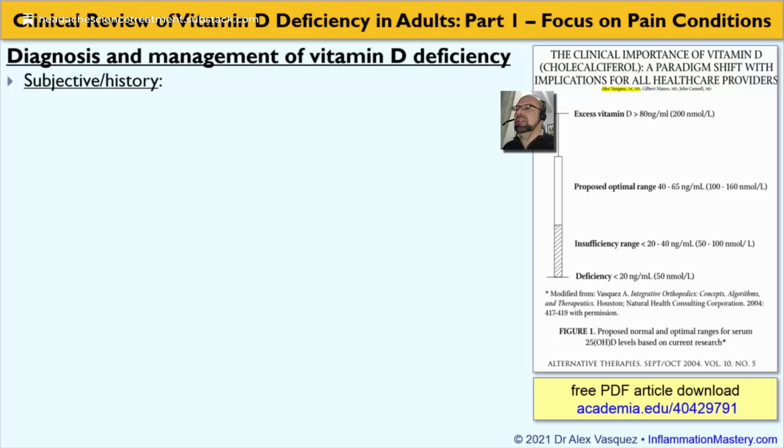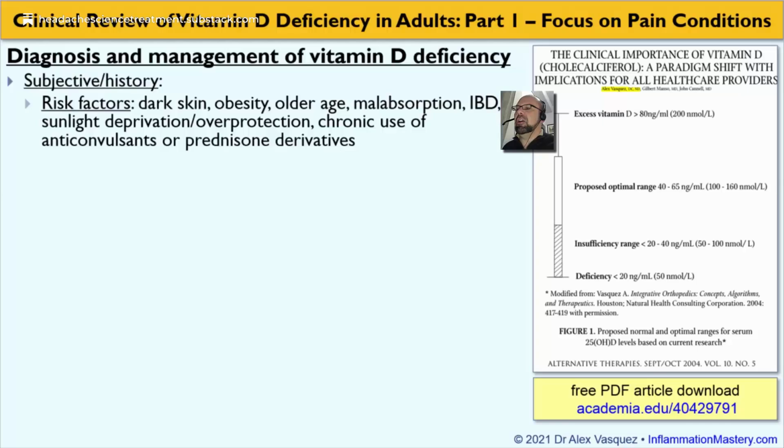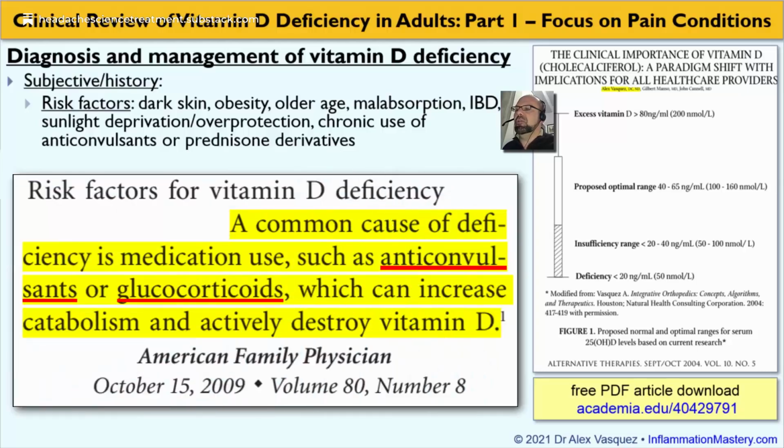Subjective or historical components include risk factors such as dark skin, obesity, older age, malabsorption, inflammatory bowel disease, of course because of the inflammation and the malabsorption, sunlight deprivation or overprotection, and chronic use of anticonvulsants or prednisone derivatives, often called steroids or anti-inflammatory steroids. So anticonvulsants and prednisone derivatives upregulate the so-called detoxification pathways in the liver, and that actually promotes the excretion of vitamin D and its downstream metabolites. So those drugs directly contribute to vitamin D deficiency.